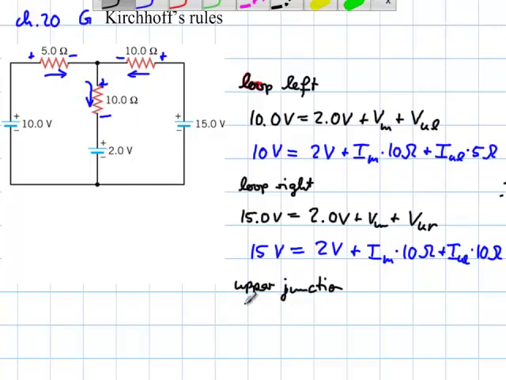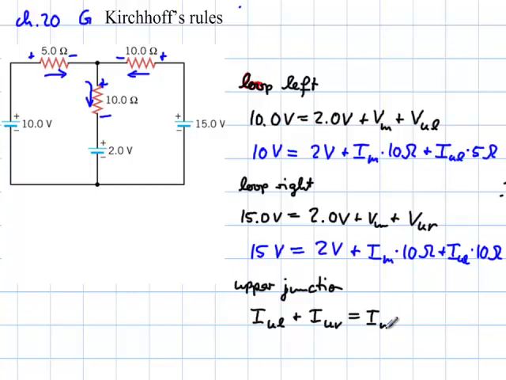Okay, anyway, on the upper junction, this one plus this one equals that one. So I upper left plus I upper right equals I middle, is what I called it. Respectively, I'm going to put that all on one side and explain in a little while why. So I put it all on one side.